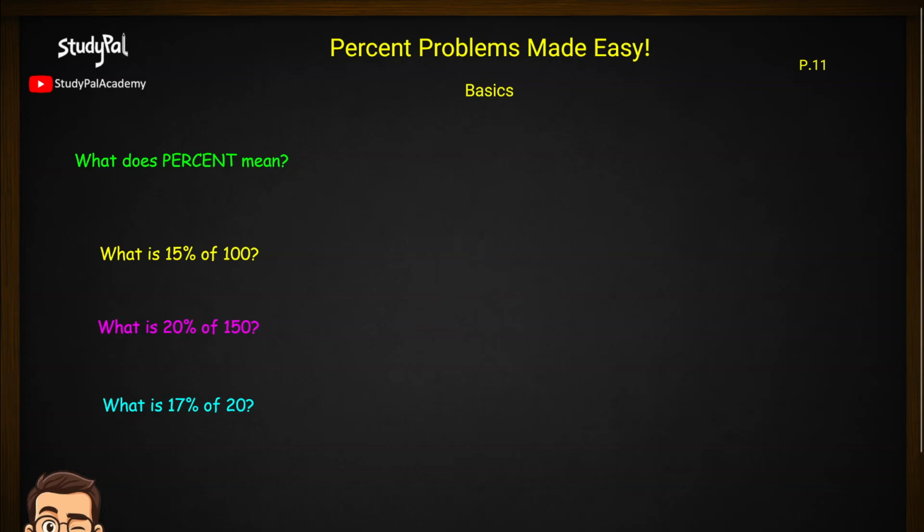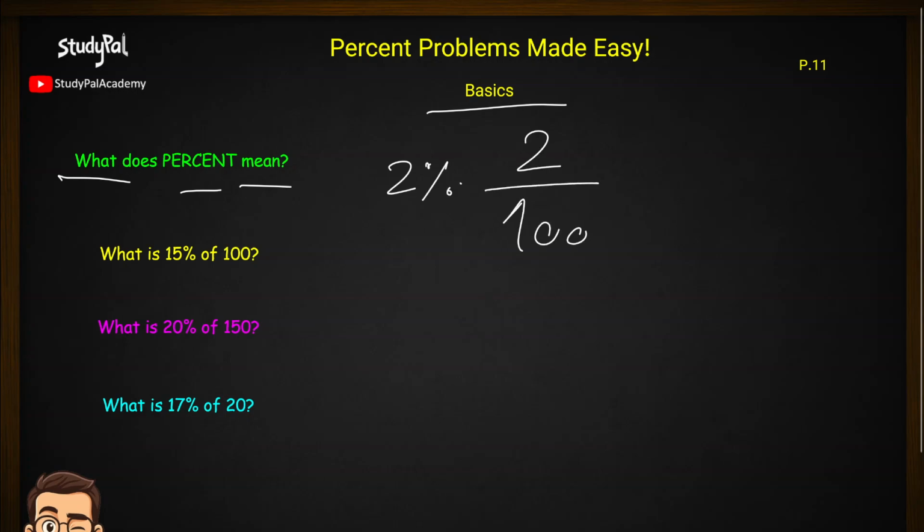First, let's start with the basics. What does percent mean? In mathematics, percent means over 100. For example, 2% is 2 over 100.